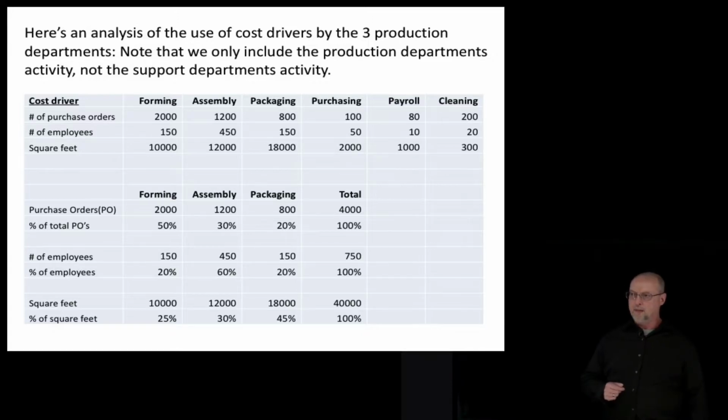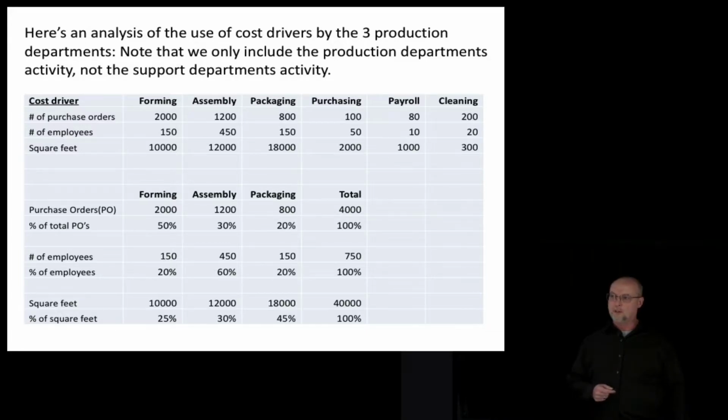Okay, 150 people in forming, 450 in assembly, 150 in packaging for a total of 750. 150 employees divided by a total of 750 is 20%. 450 divided by 750 is 60%, and 150 divided by 750 is 20%. That's how we're going to allocate the payroll department costs.